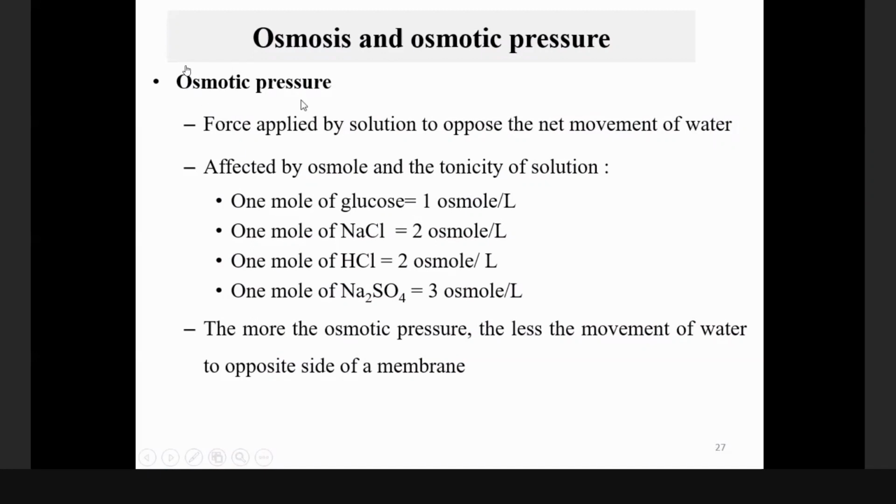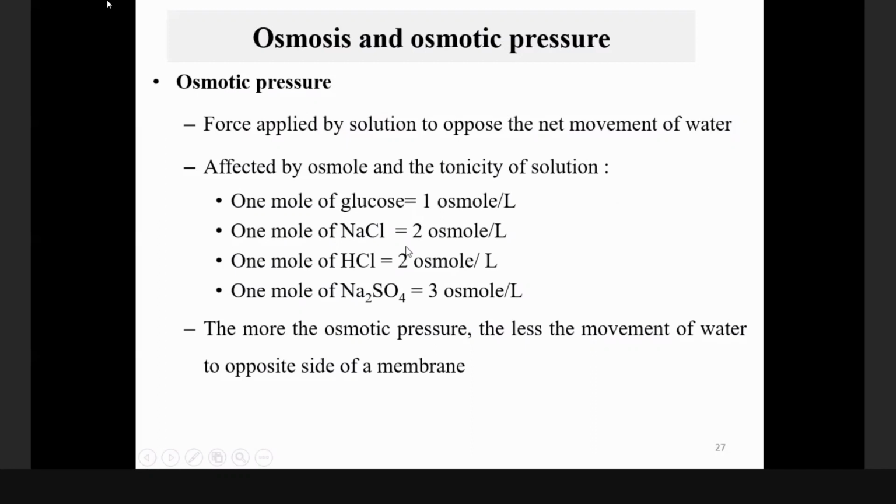Otherwise, there is what is called osmotic pressure. Actually, we discussed the Starling force yesterday when we discussed the filtration of fluid at the arterial end of the capillary. We mentioned that one. So osmotic pressure is a pressure created by solutes like electrolytes or protein that oppose movement of water into another compartment. It's called osmotic pressure, and that osmotic pressure is affected by the tonicity of solution, or by the osmotically active particles in a given solution.